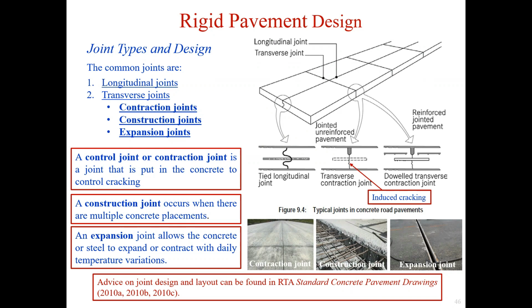A joint layout should be designed which is compatible with the road geometry, the length of slab, the type of joint, and the construction method. Advice on joint design and layout can be found in Roads and Traffic Authority (RTA) standard concrete pavement drawings, as shown in the bottom.